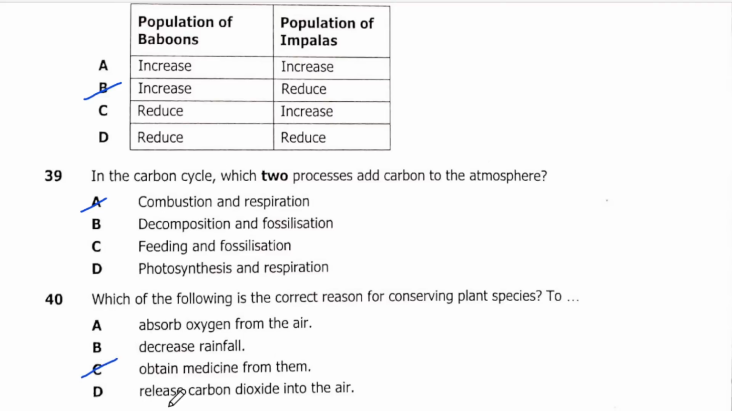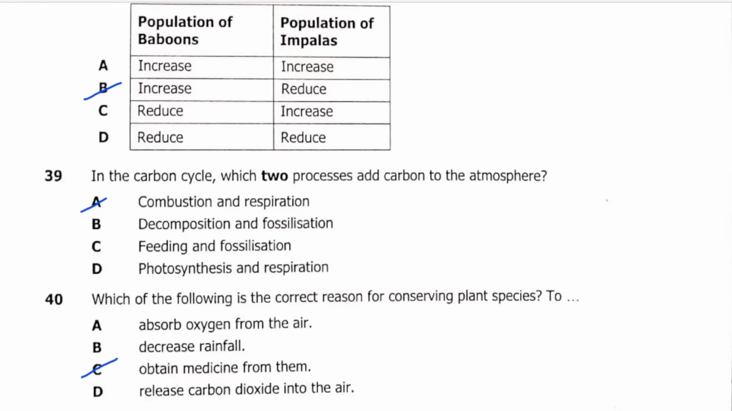D is saying release carbon dioxide into the air. No, actually trees absorb carbon dioxide, and that's why planting trees is one of the points which are basically taken to help us reduce the amount of carbon dioxide in the air, as we are facing global warming as a planet at the moment. So that's why you find people are advocating and promoting the planting of trees.